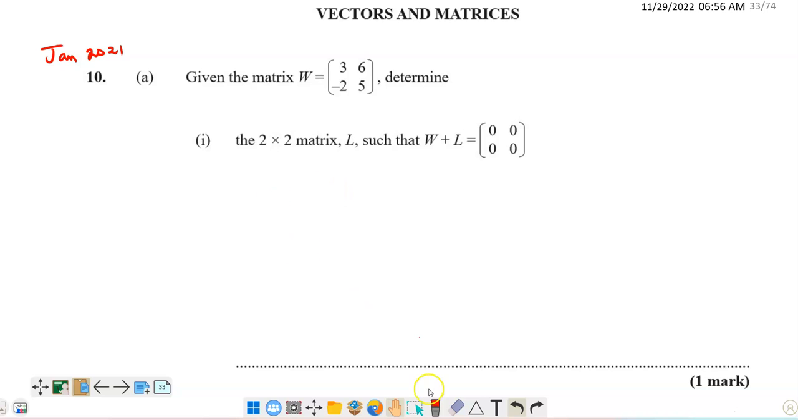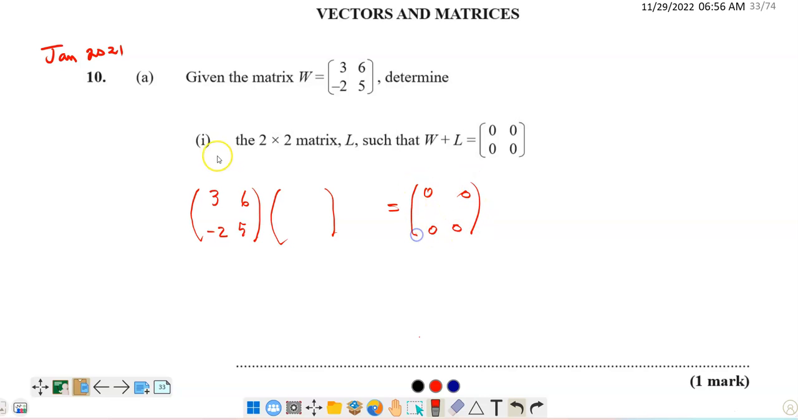So we have the matrix W as 3, 6, minus 2, 5. And when we add it to a matrix L, we get 0, 0, 0, 0. So the matrix W plus L, which we don't know, but it's very straightforward. When you add the corresponding elements in the matrix, you should get 0, 0, 0, 0. So this one is very straightforward.